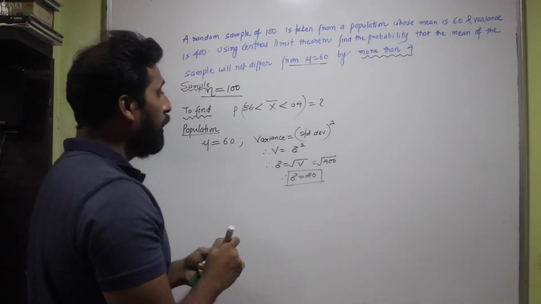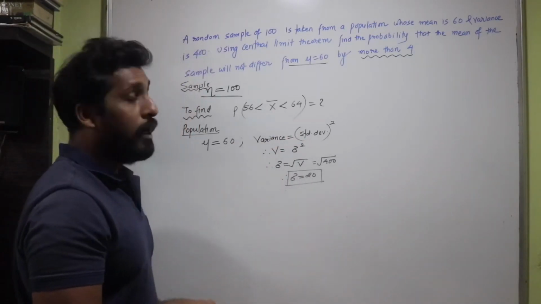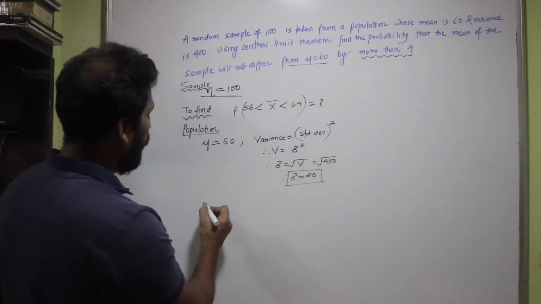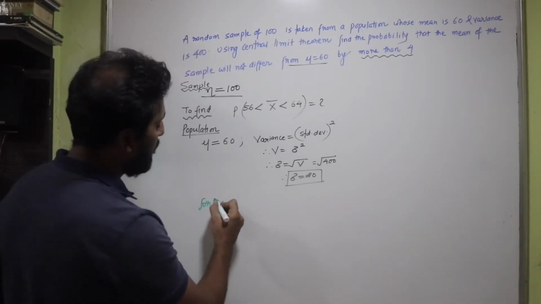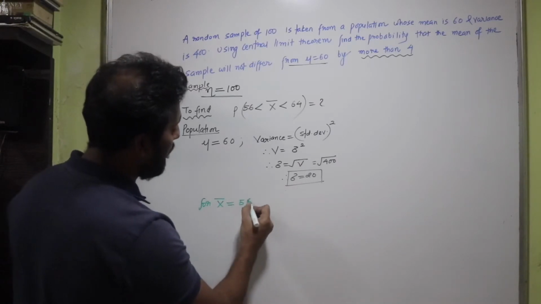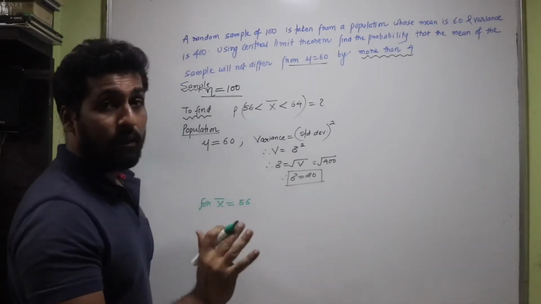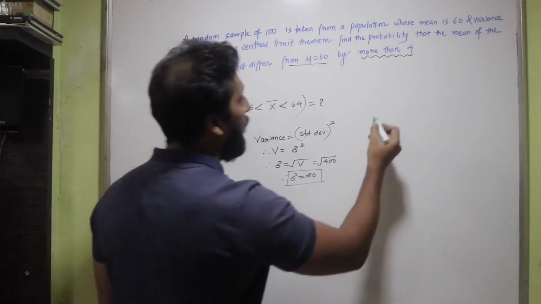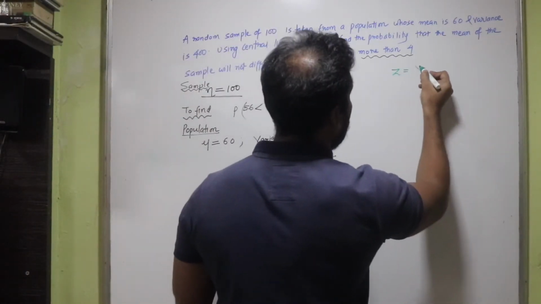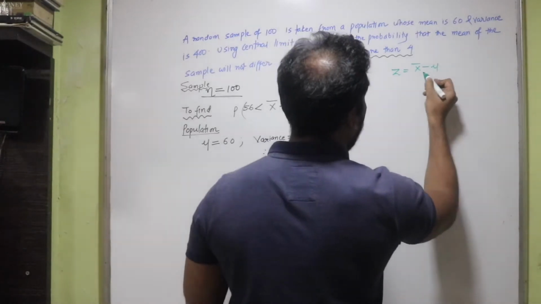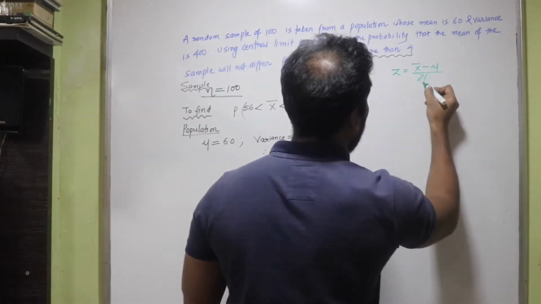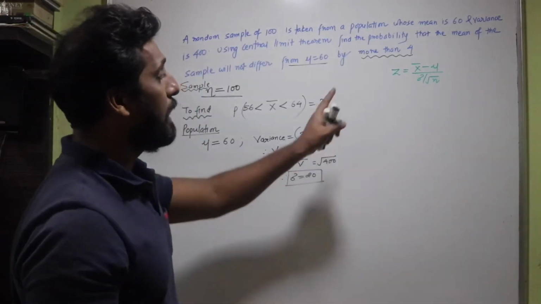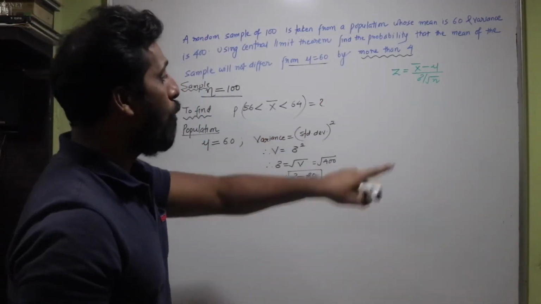So at the beginning, I'll get the value of z for x bar equal to 56. Now we all know that the formula for the standard normal variate is given by z is equal to x bar minus mu upon sigma upon root of n. We have just now seen this formula, isn't it? It's x bar minus mu upon sigma upon root of n.